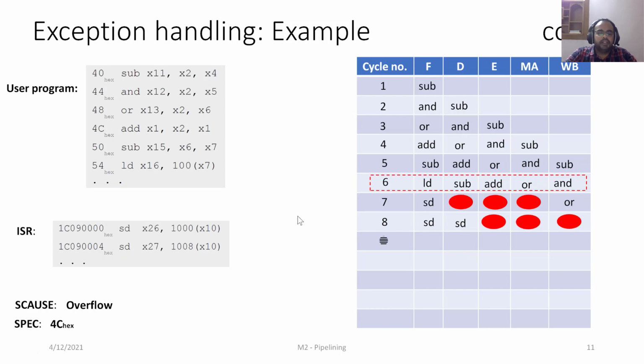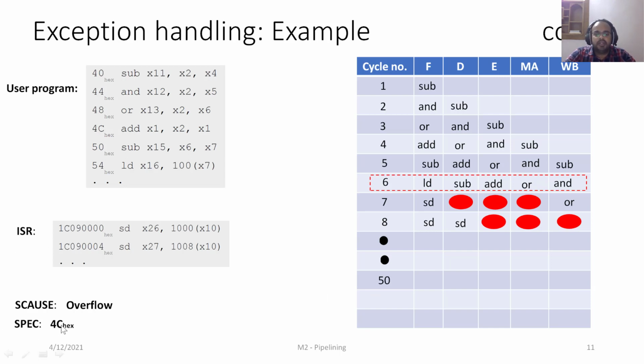So on and so forth. We will continue executing the ISR, and let's say after a few instructions the exception has been handled, and the operating system decided that it needs to go back to the user program. How does it do it?